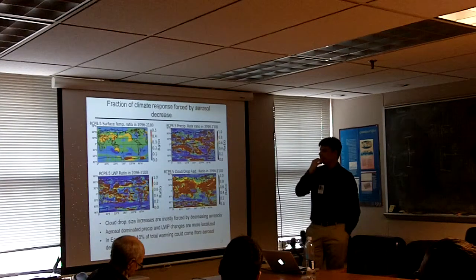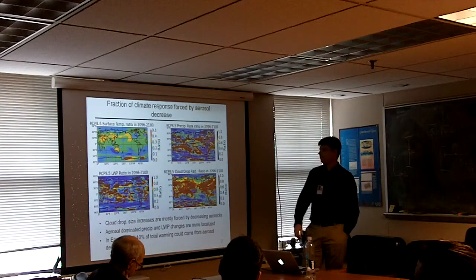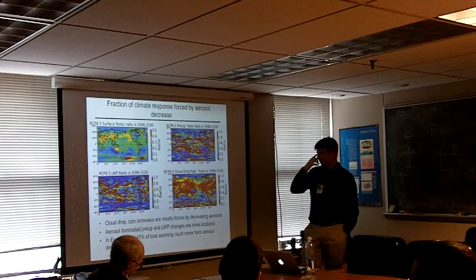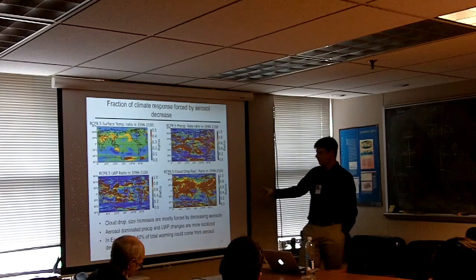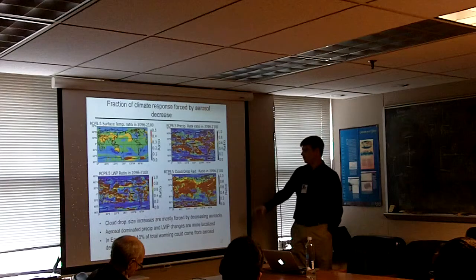The precipitation fraction is pretty localized, pretty noisy. It's either entirely contributing or not a factor at all. Maybe contributing isn't really the right word, actually, just higher ratio, I guess. The same thing for liquid water path. And then cloud droplet radius has a pretty large fraction almost everywhere, where a large fraction of the total forcing is coming from the aerosols.